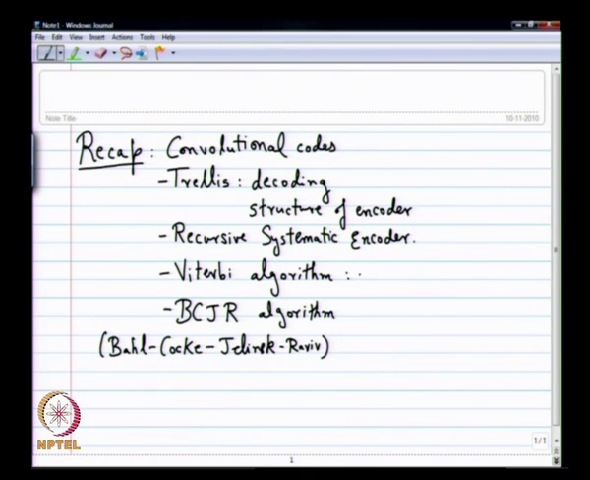So the Viterbi algorithm is the soft ML decoder. This is the bitwise MAP decoder. It is named after the 4 inventors, and we are going to describe the BCJR algorithm in this lecture. Alright. So just like the Viterbi algorithm, the BCJR algorithm also works on the trellis.